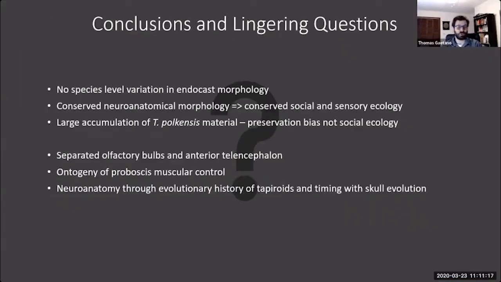Finally, the Tapirus polkensis accumulation is probably not related to any major variation of social ecology and is just a preservation or taphonomic bias. On the positive side, that means that we can actually do zoological studies of modern tapirs and their environments, and basically use that to help inform our knowledge of the Gray Fossil Site ecosystem, because their sensory ecology is likely so conserved.